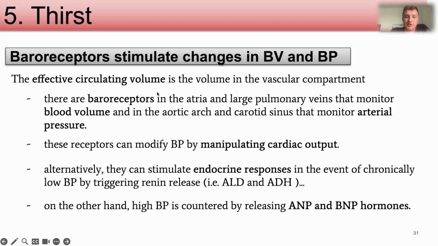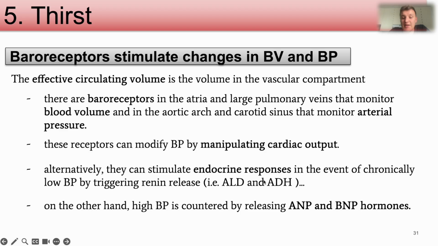The effective circulating volume is the volume of vascular compartments, okay? There are baroreceptors in the atria, right? And large pulmonary veins that monitor blood volume. And in the aortic arch, the carotid sinus, they will monitor arterial pressure as well. So these receptors can modify blood pressure by manipulating the cardiac output.